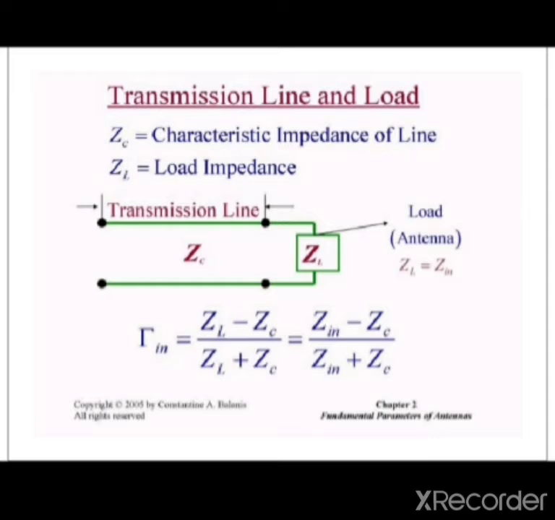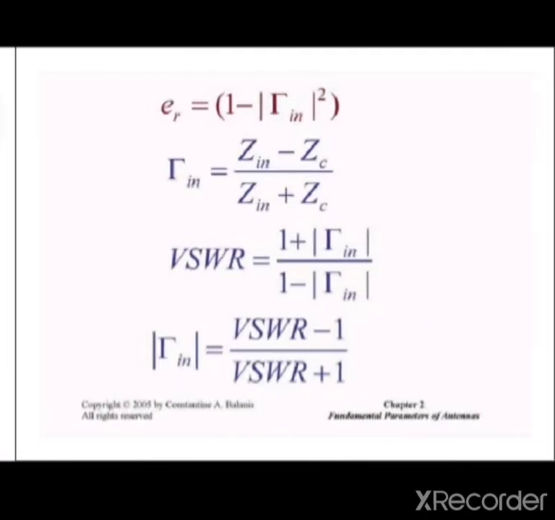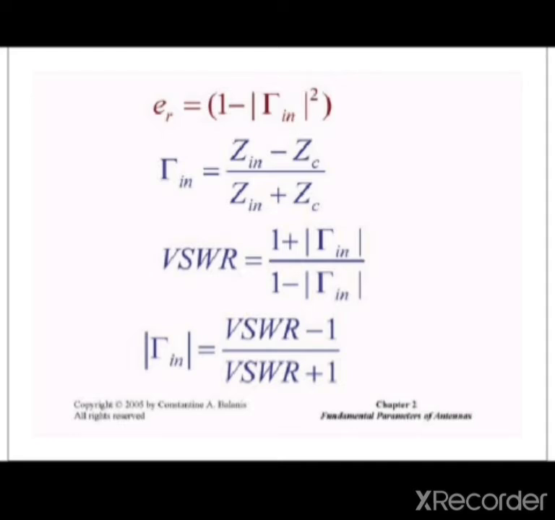Then what is the reflection coefficient generally? The reflection coefficient is indicated here: gamma in is equal to ZL minus ZC by ZL plus ZC. If ZL is equivalent to ZC, what happens? You take ZL equal to Zin. So Zin minus ZC by Zin plus ZC. This is the input reflection coefficient. Therefore, ER is equal to 1 minus gamma in square. What is gamma in? Gamma in is equal to Zin minus ZC by Zin plus ZC.